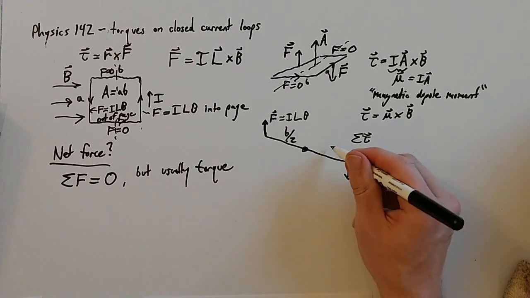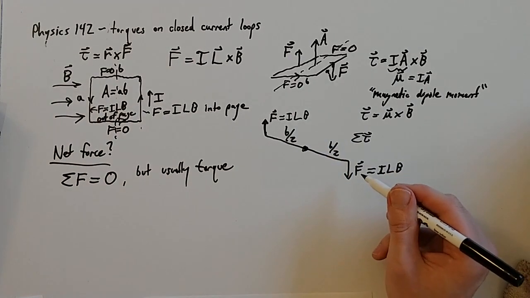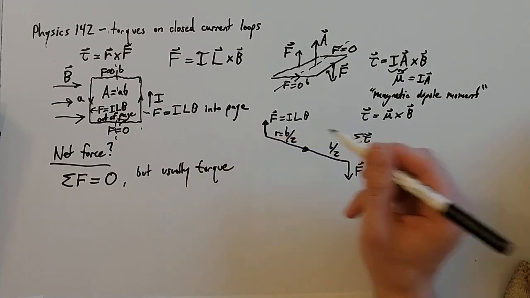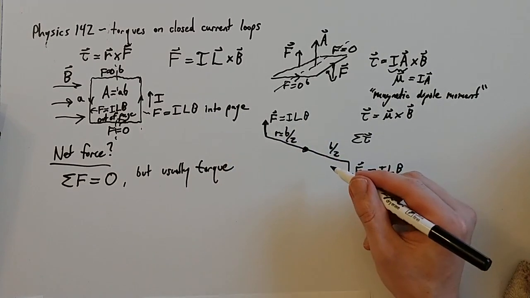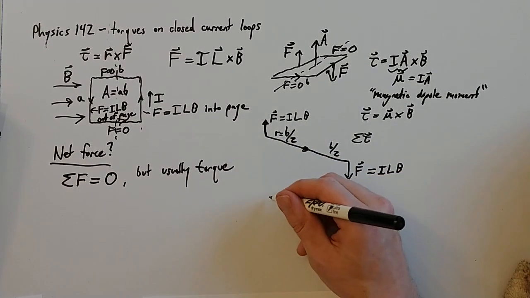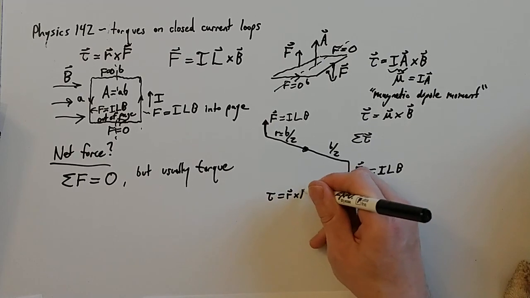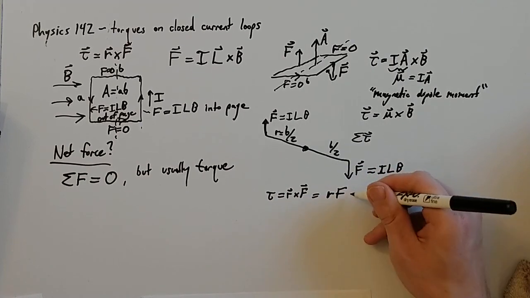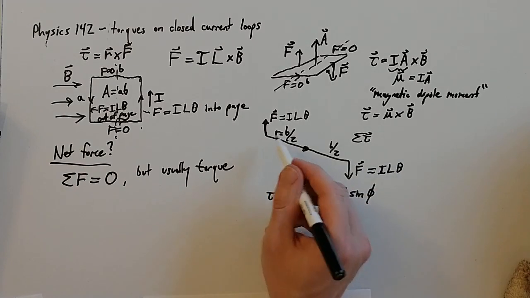So it's B over 2 that way and B over 2 this way. Okay, so we know now that the radius is B over 2, and so for each of these forces, we know that the torque is R cross F, which means it's going to be R times F times the sine of the angle between R and F.